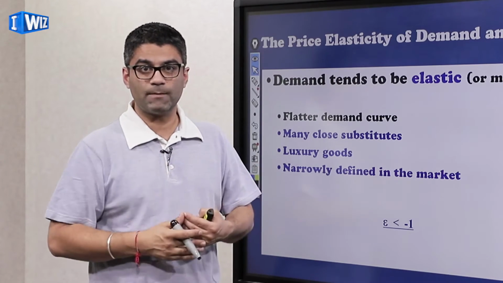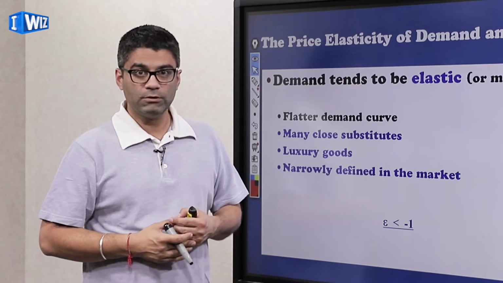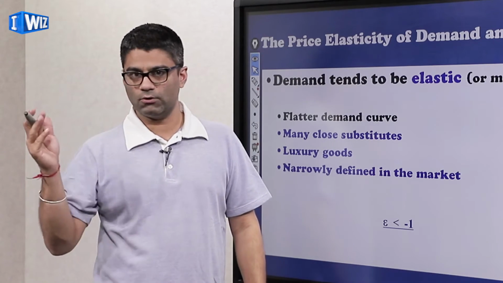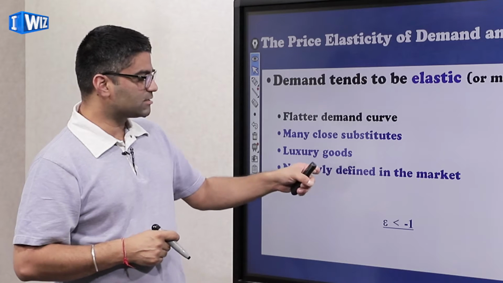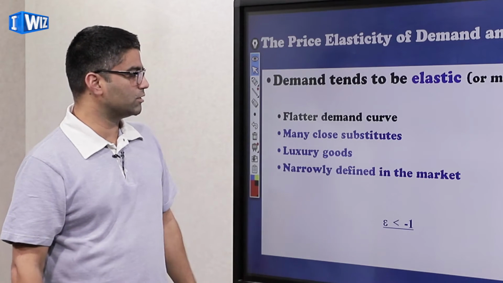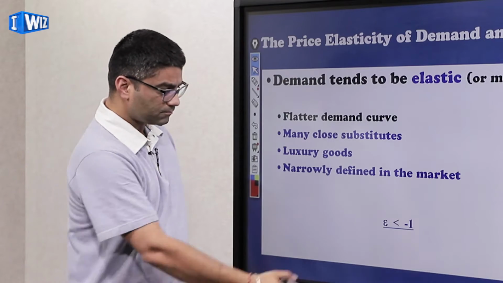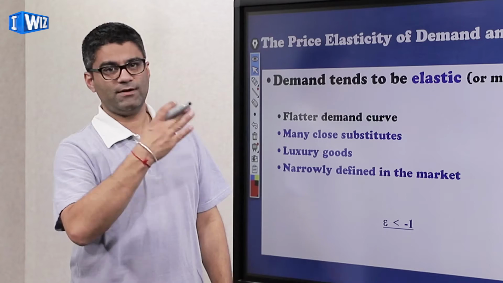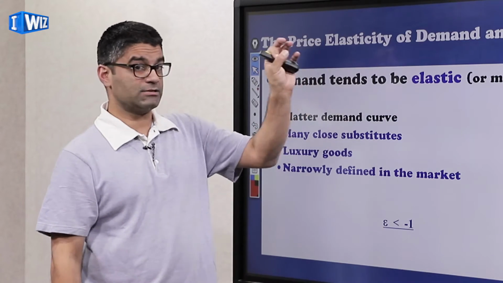So if the price of food goes up, you will still eat food, but if the price of pizza goes up, you'll just buy something else. You'll buy noodles or any other kind of food. So that's the difference between narrowly and broadly defined market, and then luxurious goods as well as close substitutes. And then numerically, the number has to be less than -1. So -5, -1.9, they're all elastic demand curves.